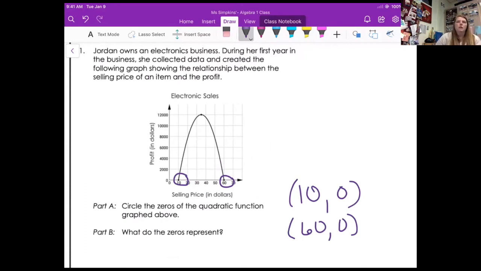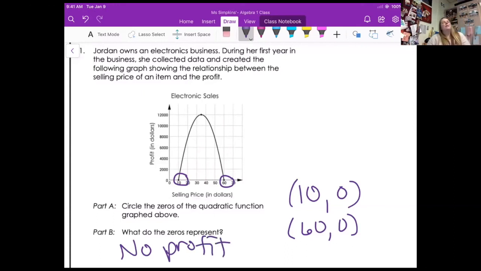What is the x-axis telling me, though? Selling price. She's selling something at $10 and $60. What's happening to her profit at $10 and $60? At 10 and at 60, how much money is she making? Zero. So at $10 selling and $60 selling, she's making no profit.